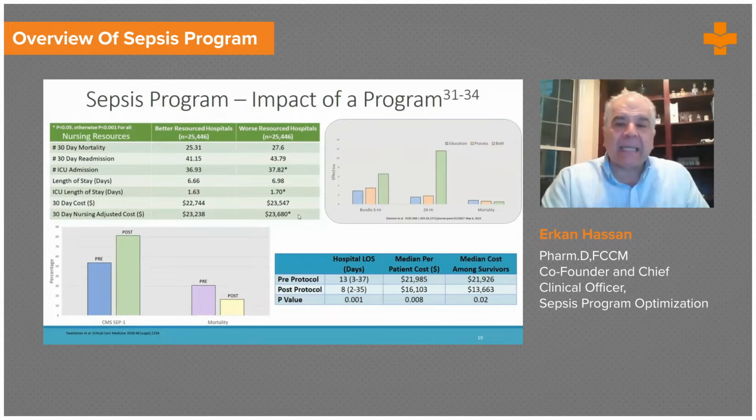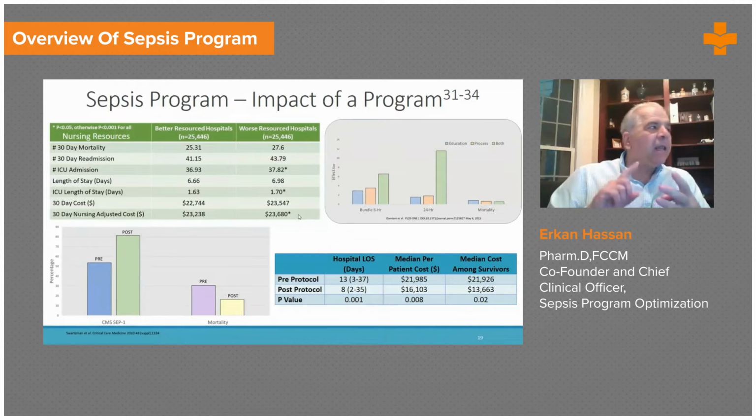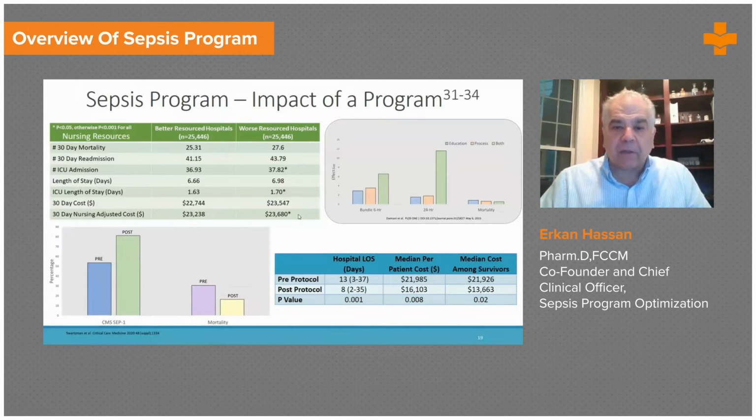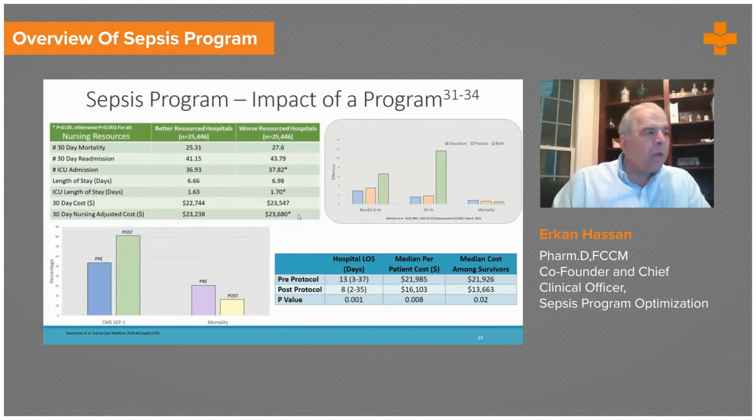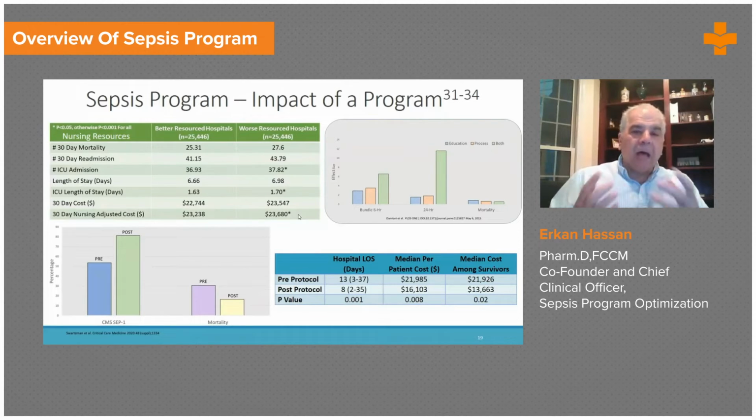There was a statistically significant difference in every parameter between better nursing staffed hospitals and lower nursing staffed hospitals: 30-day mortality of sepsis, 30-day readmission of sepsis, ICU admissions, length of stay, ICU length of stay, the cost of therapy, and the cost of nursing care was actually lower in the better staffed hospitals. The bottom left table looks at a program of complying with the CMS SEP-1 measures pre and post a sepsis program. Basically, compliance with the CMS guidelines improved, and mortality improved.